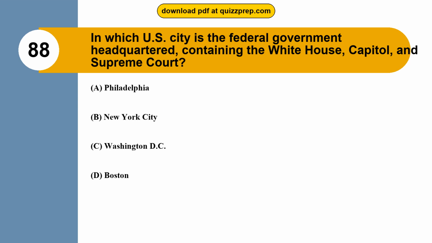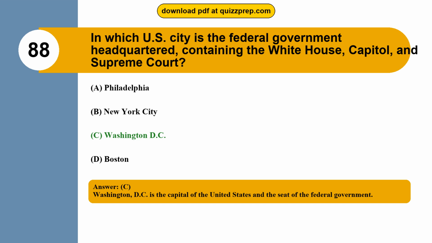Which city is the federal government headquartered in, containing the White House, Capitol, and Supreme Court? Option A, Philadelphia. Option B, New York City. Option C, Washington, D.C. Option D, Boston. The correct answer is option C, Washington, D.C. Washington, D.C. is the capital of the United States and the seat of the federal government.